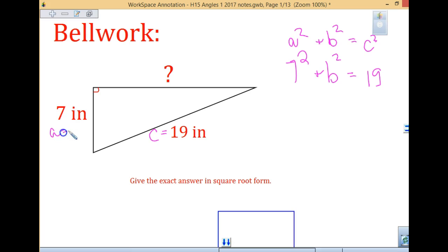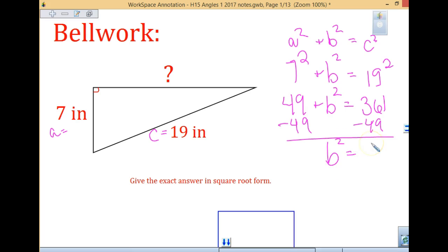If we use this as our A, that means when I solve for B, it cannot be the longest side. It cannot be more than 19, and we have to square that. So you want to use your calculator, 49 plus B squared. What do we have 19 squared being equal to as you put that in your calculator? What did you get, Brett? 361. We're going to subtract 49 from both sides.